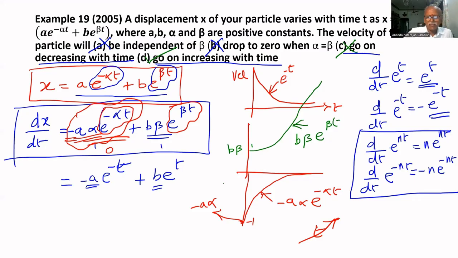I'll take another page to explain this. What is the expression for velocity? The expression for velocity is minus a alpha e power minus alpha t plus b beta e power beta t. Up to this point, I think you understood. Say yes or no. Up to this point, you understand? Okay. Up to dx by dt, yes. So we have to differentiate this.